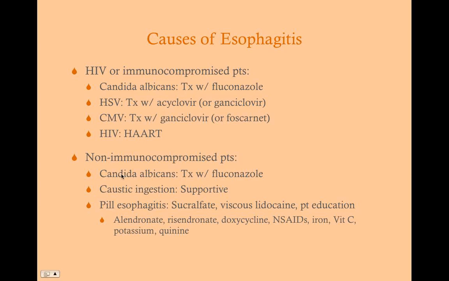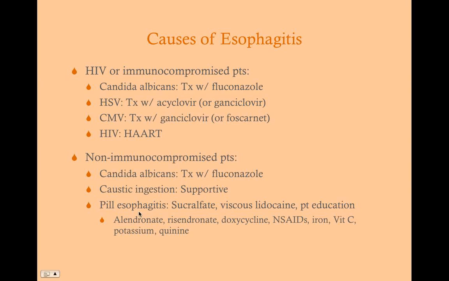In the patients who are non-immunocompromised, some of the more common causes are, of course, Candida albicans. You're going to most commonly see this in non-immunocompromised patients with oral thrush. You can get caustic ingestion. This is going to be just supportive therapy. Of course, these are usually kids who swallow lye or acid. With these patients it's primarily just supportive care.